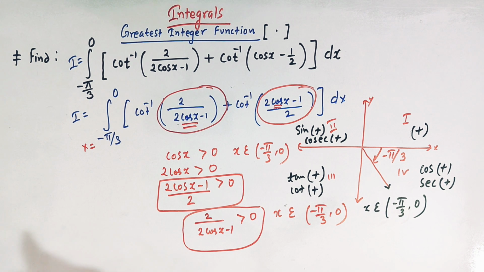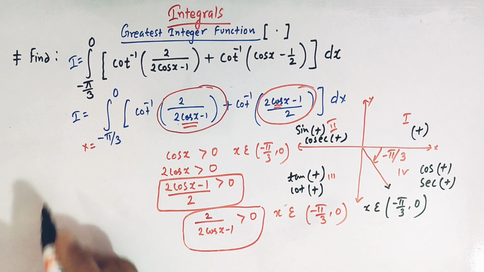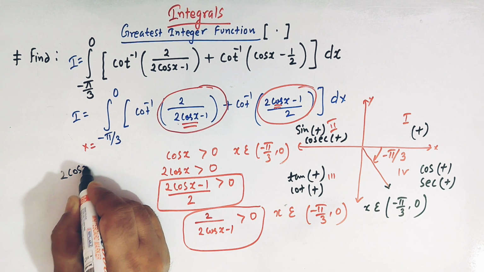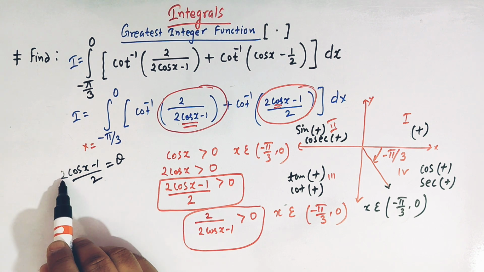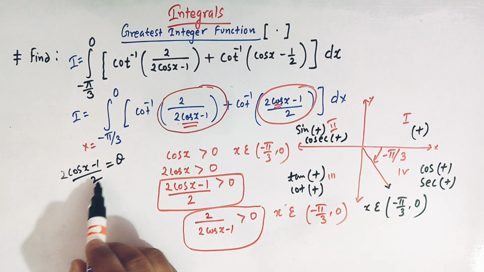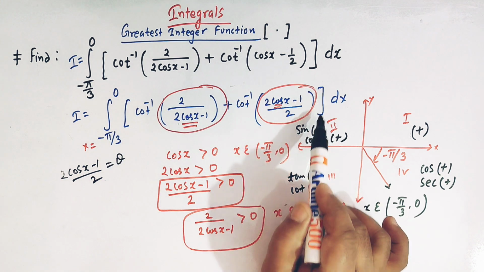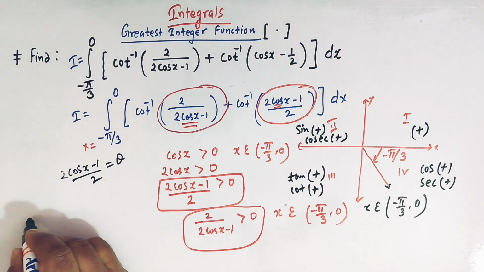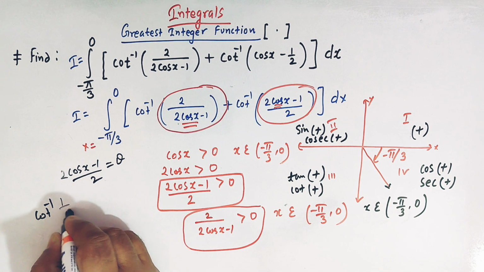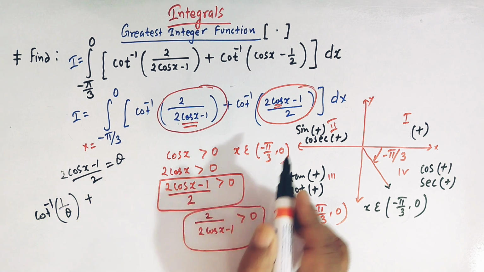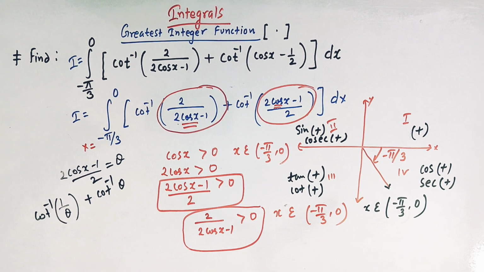So now let us take this quantity, that is (2 cos x minus 1) over 2, as say theta, right? So let us consider (2 cos x minus 1) over 2 as theta. Then this term, which is inside the symbol of greatest integer function, is cot inverse of 1 over theta, plus here we have cot inverse theta, right?